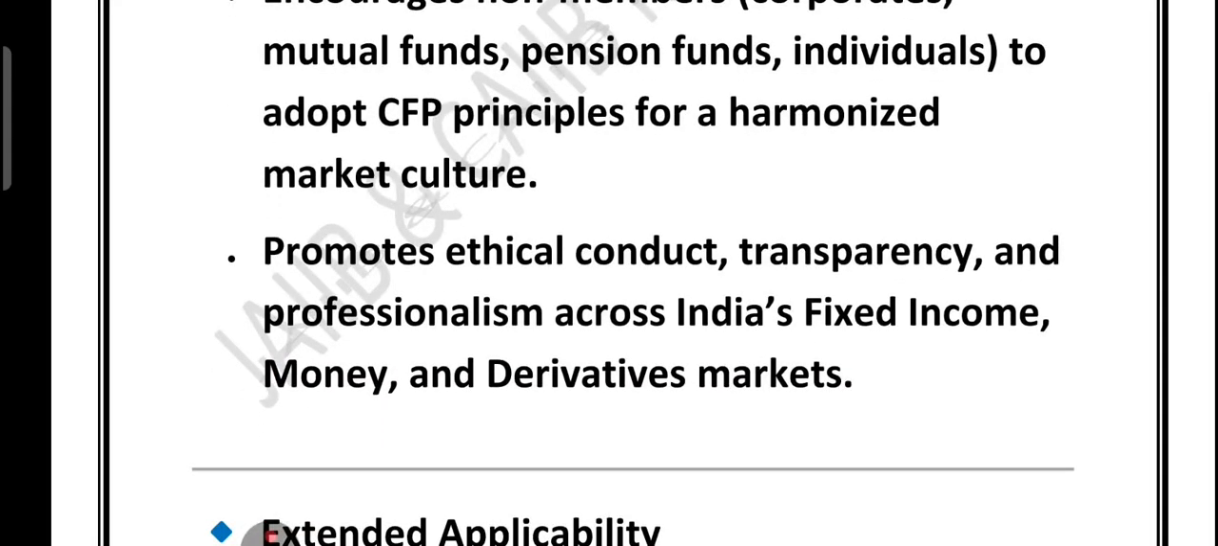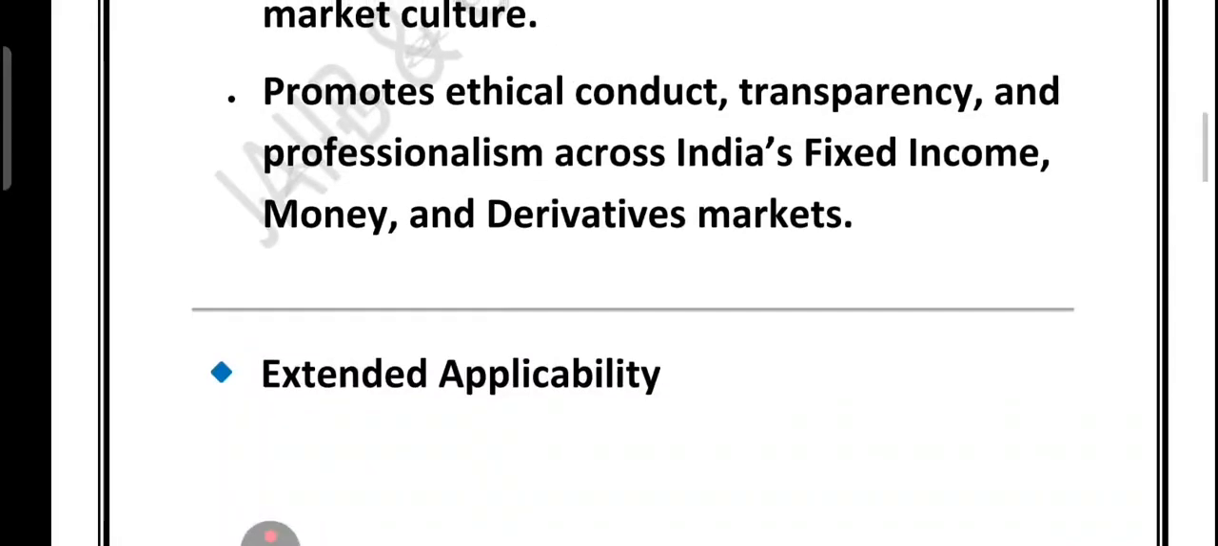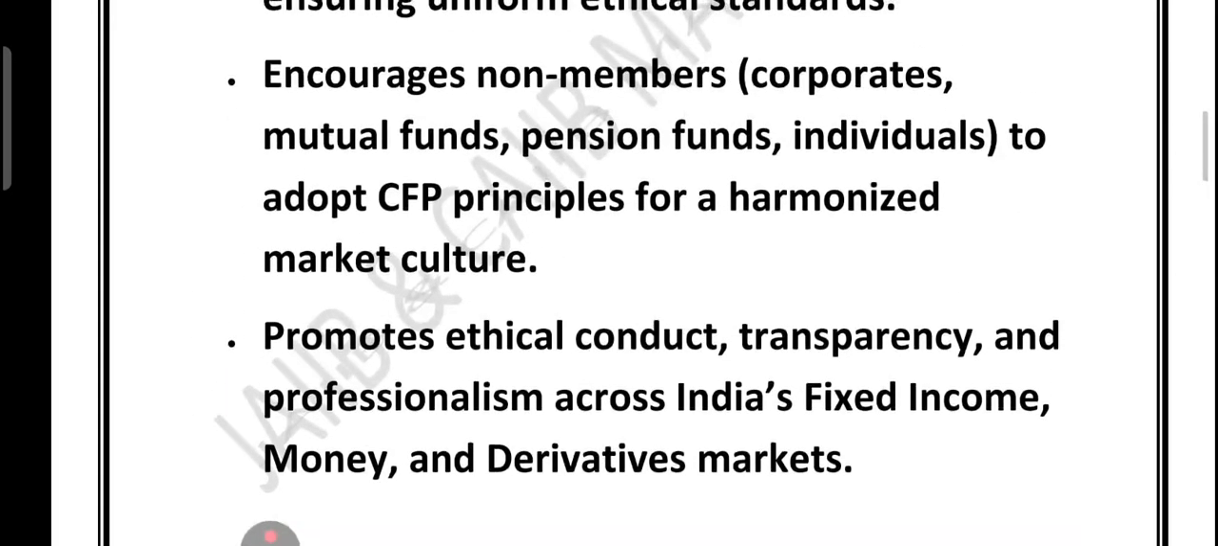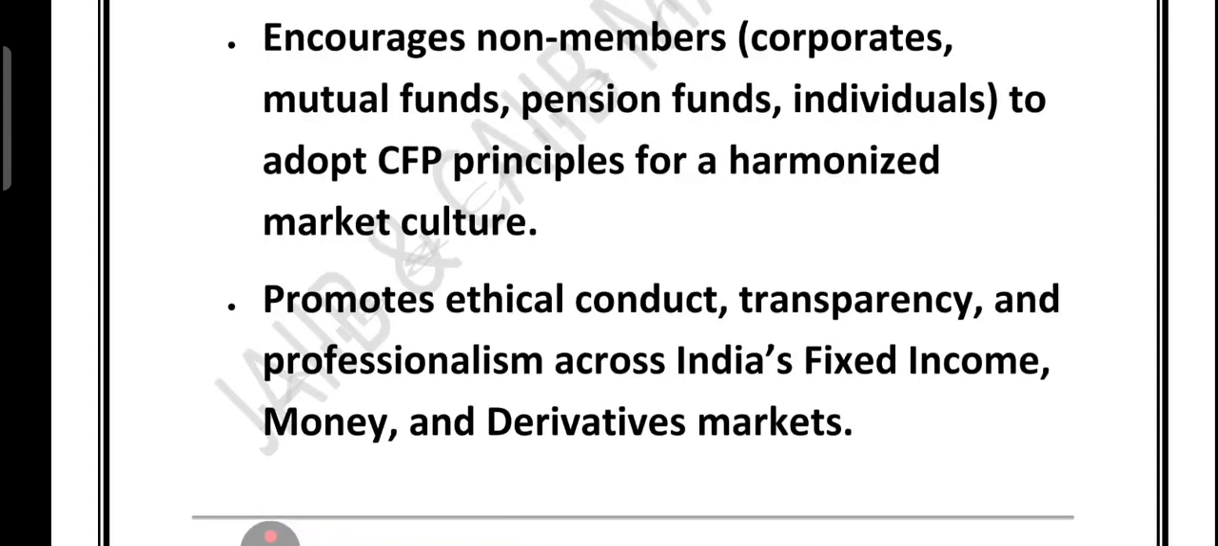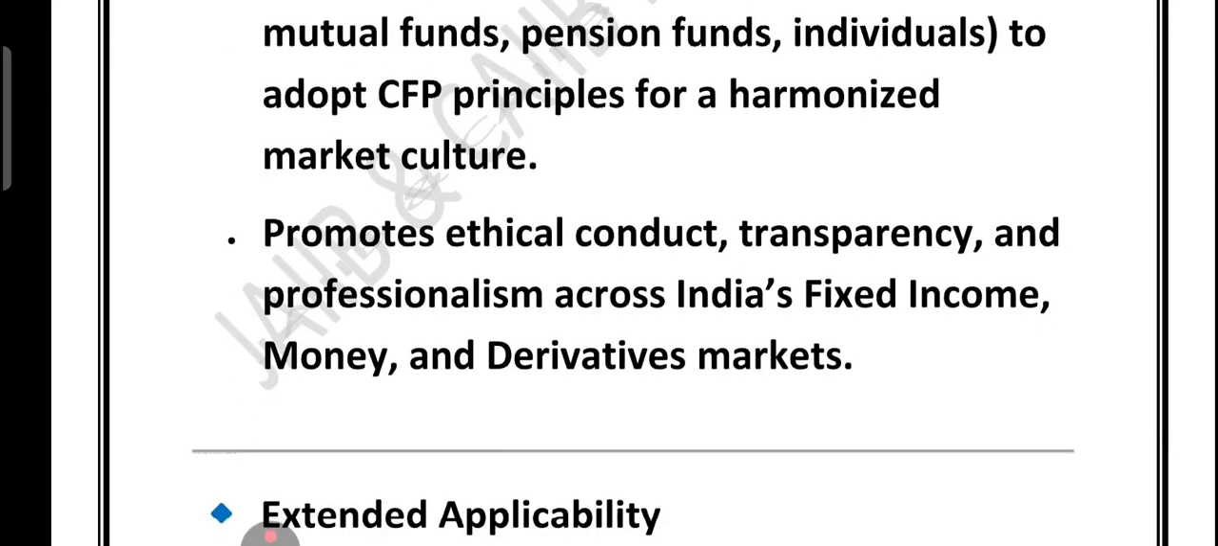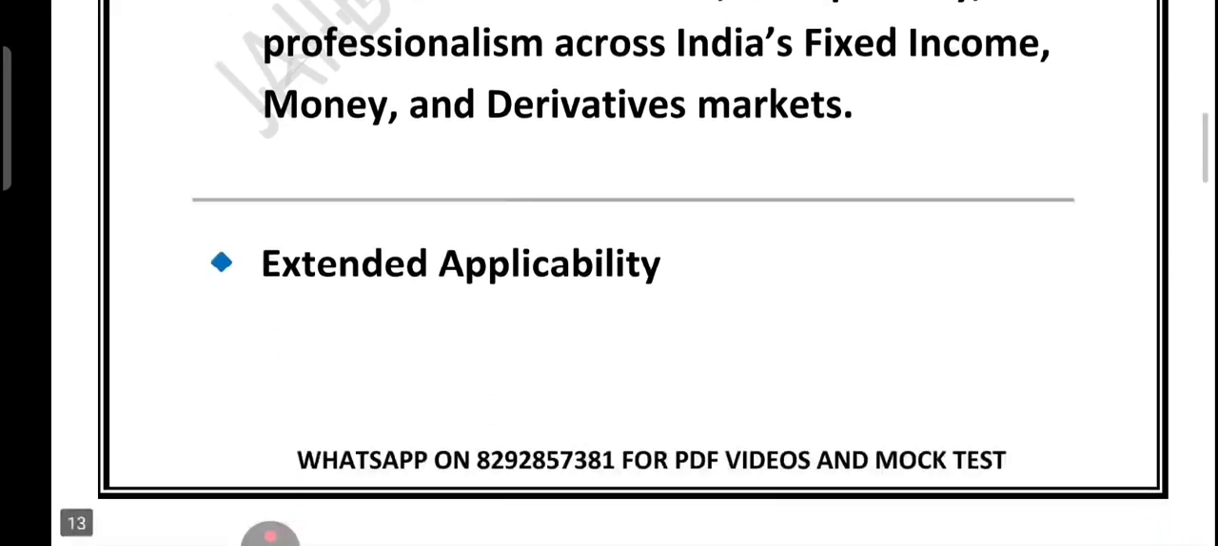It's not limited only to members. Non-members like corporates, mutual funds, pension funds, individuals are also encouraged to follow the same principles. Why? Because when everyone follows the same fair practice, it helps build a harmonized, transparent and ethical market culture.